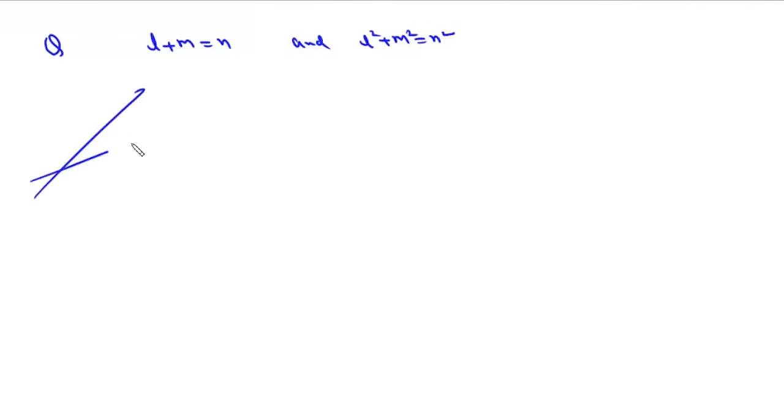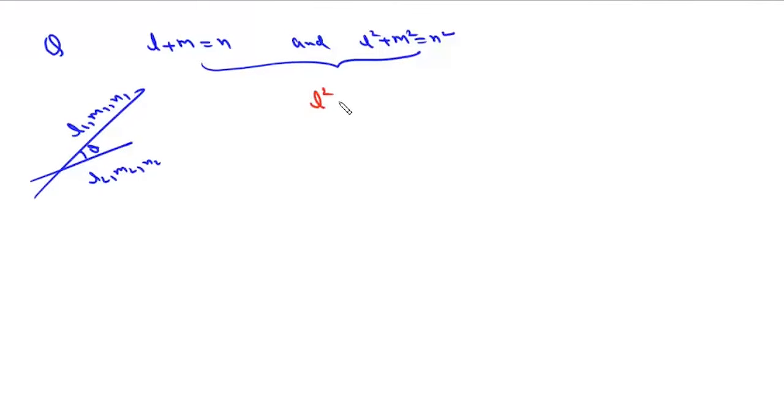Now here the question is, direction ratios of two lines are given by L plus M equals N and L square plus M square equals N square. Then we need to find the angle between these two lines. So these two equations represent two sets of direction cosines, say L1, M1, N1 and L2, M2 and N2, and we have to find the angle between these two lines.